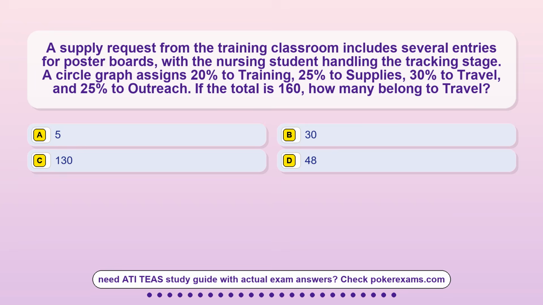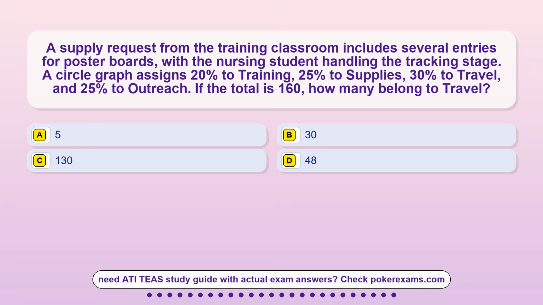A supply request from the training classroom includes several entries for poster boards, with the nursing student handling the tracking stage. A circle graph assigns 20% to training, 25% to supplies, 30% to travel, and 25% to outreach. If the total is 160, how many belong to travel? Option A, 5. Option B, 30.